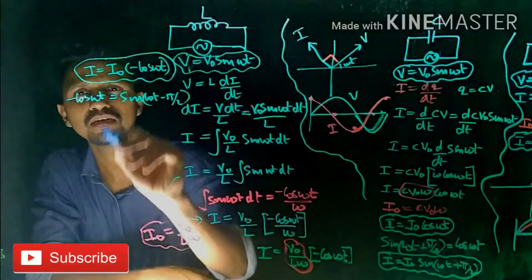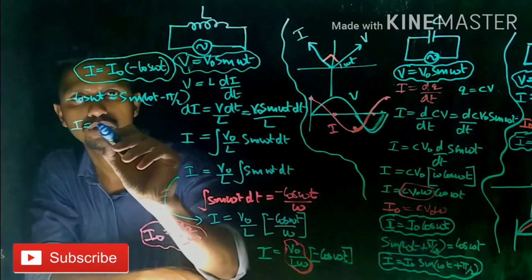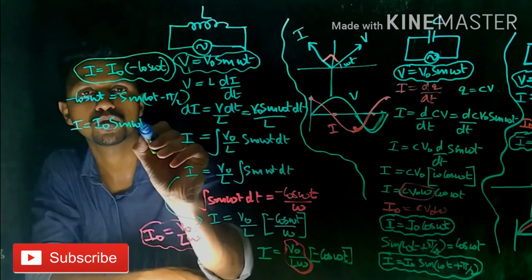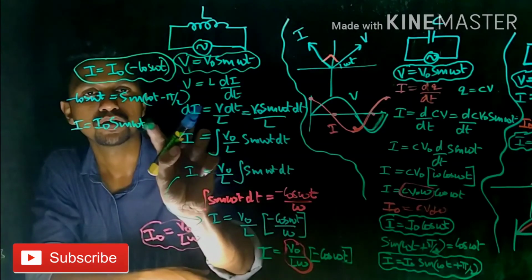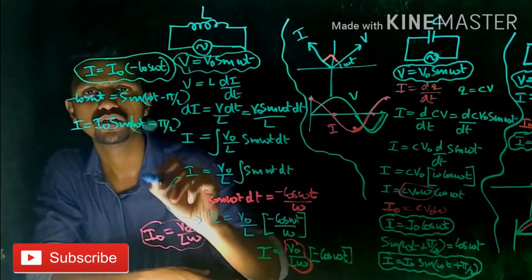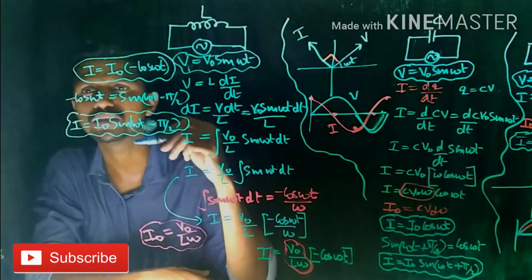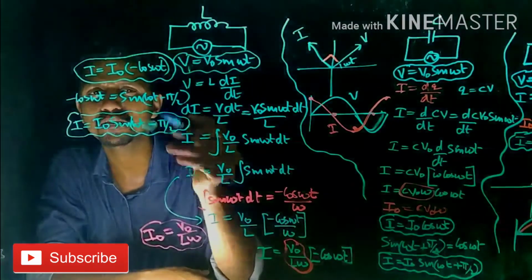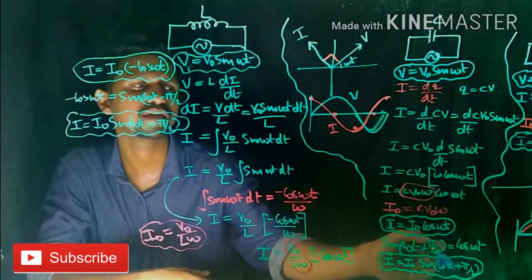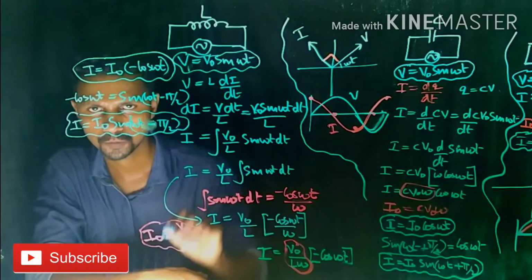Then I write this equation: I = I0 sin(omega t minus pi by 2). Therefore, we have an expression for current from which it is clear that the current is lagging by a phase angle of pi by 2. In the capacitor only circuit, the current was leading by an angle of pi by 2. In the inductor only circuit, the current is lagging by an angle of pi by 2.